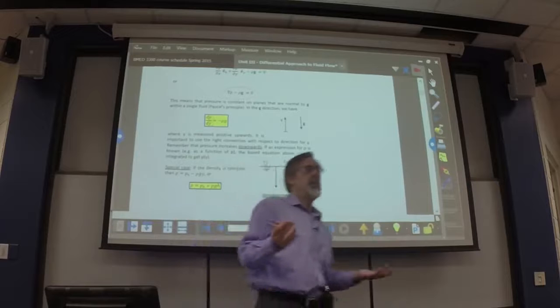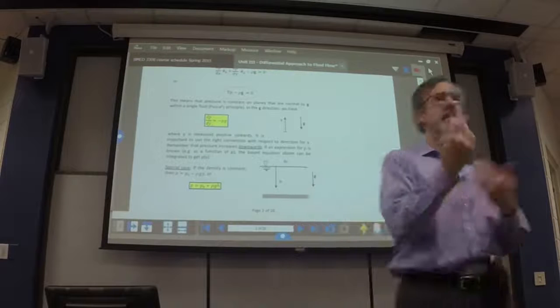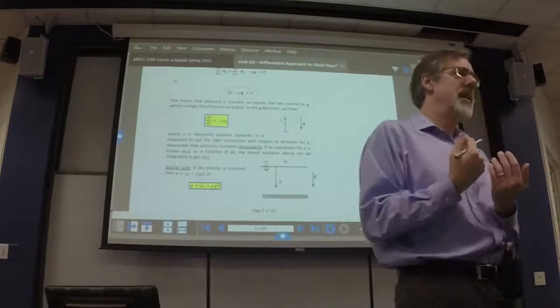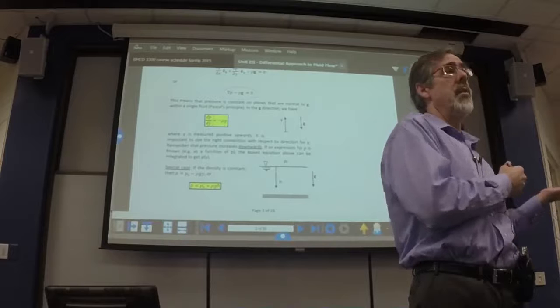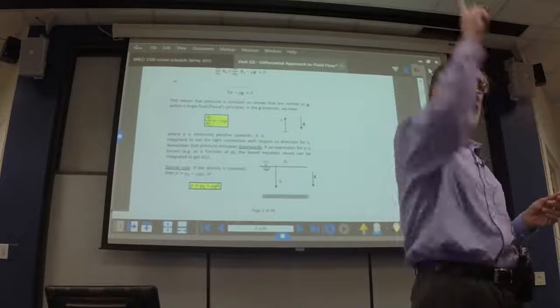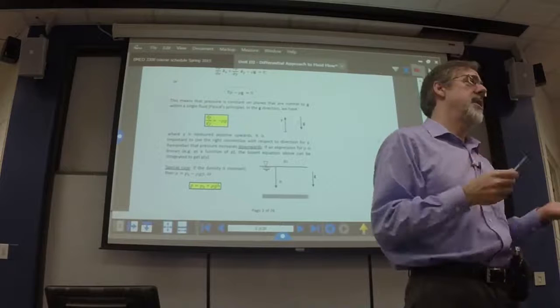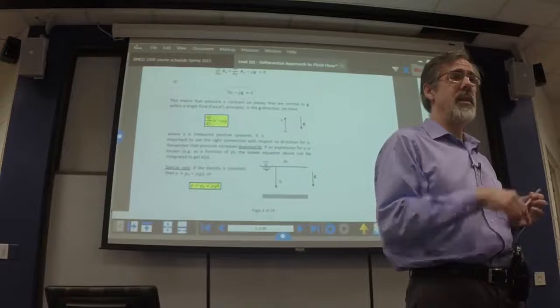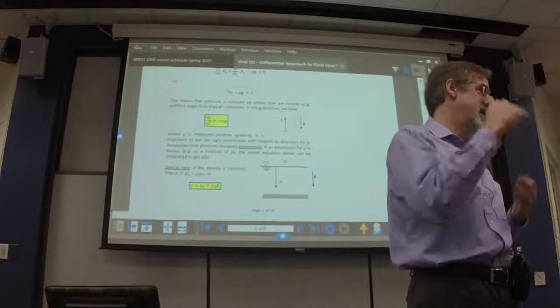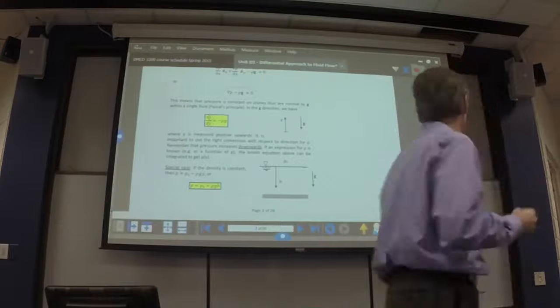Hey, isn't that what I wanted to know? I wanted to know how pressure changed with position. That equation is telling me pressure only changes with Y. So in other words, if I go up or down, the pressure changes. If you've ever gone scuba diving, you know that, right? It's all about how deep you are. That's what controls the local pressure.